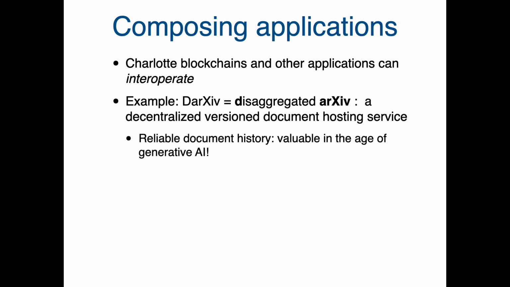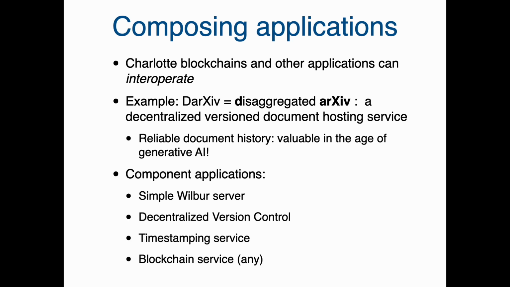So for example, we took the applications I described on the previous slide and built a thing we call Darchive, which stands for Disaggregated Archive. So it's a decentralized versioned document hosting service. And so it uses all those things, timestamping and Git and blockchain and so forth. And so this gives you a reliable document history, which I think is actually a really good thing these days. Like we have generative AI, we can't rely on things to be correct through the content. And so it has all of these things as component applications.